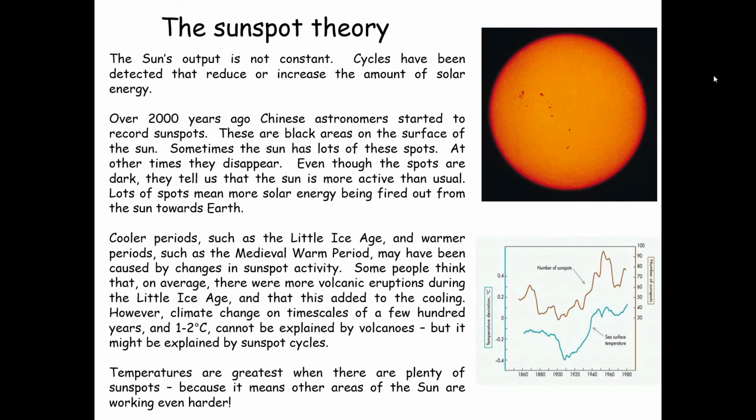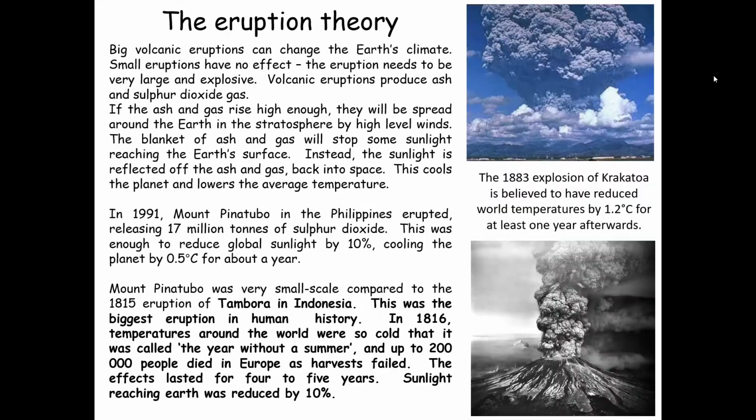The second natural cause of climate change is the sunspot theory. So increased sunspot activity leads to more solar radiation and increased temperatures. Again, there's a lot of information on the screen there now. Please have a little read through by pausing the video.